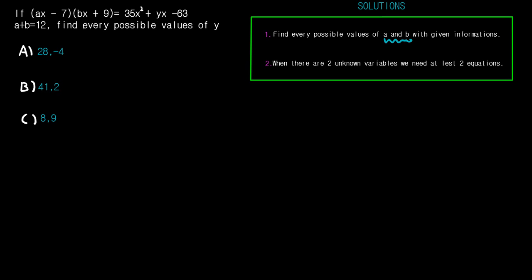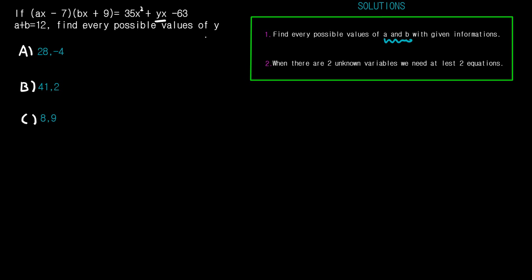So in this video, I want to talk about an example of an SAT math problem. The question is: if (ax - 7)(bx + 9) is equal to 35x² + yx - 63, and a + b is equal to 12, find every possible value of y.